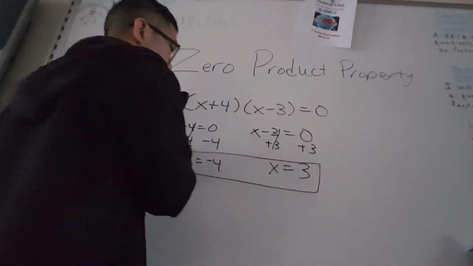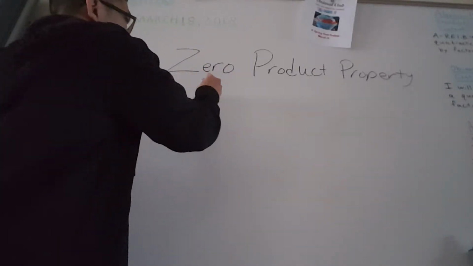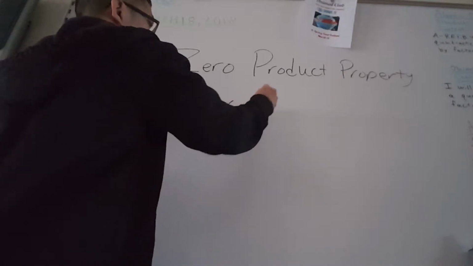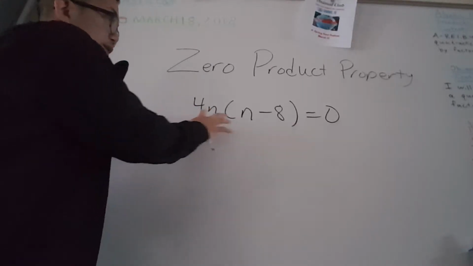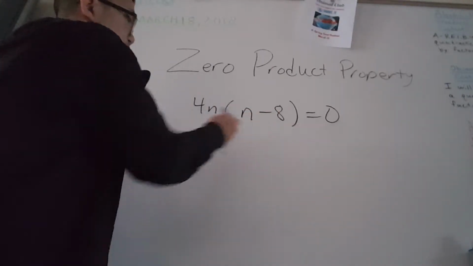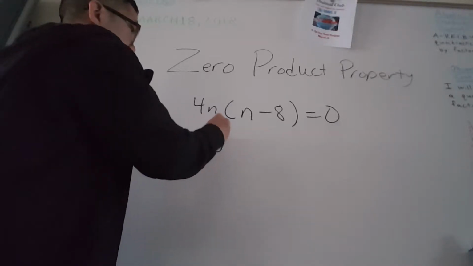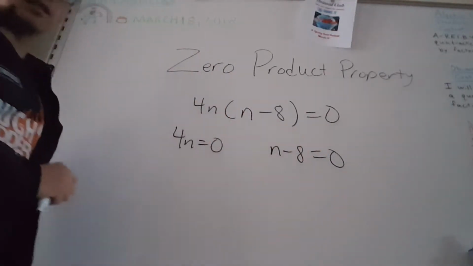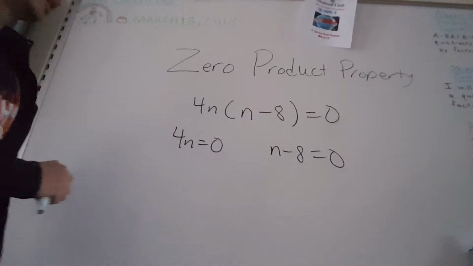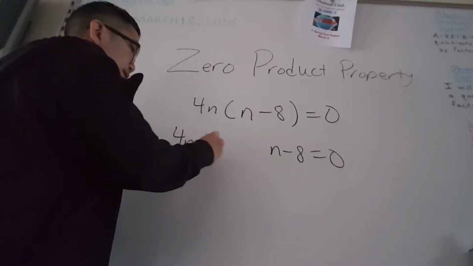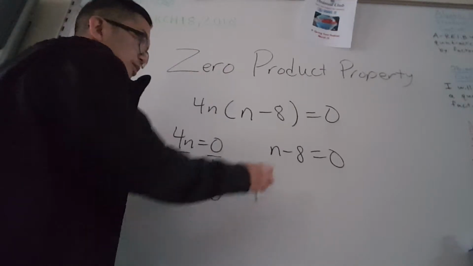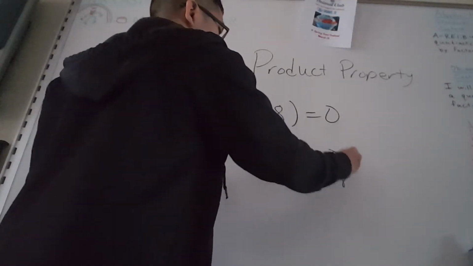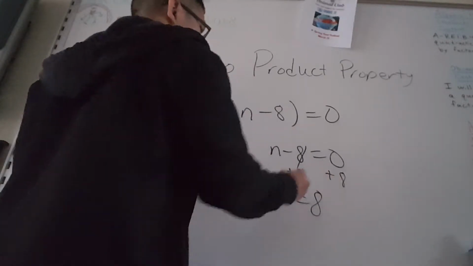Let me show you another example. If I have 4n times n minus 8 is equal to 0, there's a factor here and a factor here. So we just separate them into two equations. I have 4n is equal to 0, and n minus 8 is equal to 0, because it's 4n times n minus 8. So I'm going to divide both sides by 4 here, and it's obvious that n is equal to 0. Here I add 8 to both sides, and n is equal to 8.